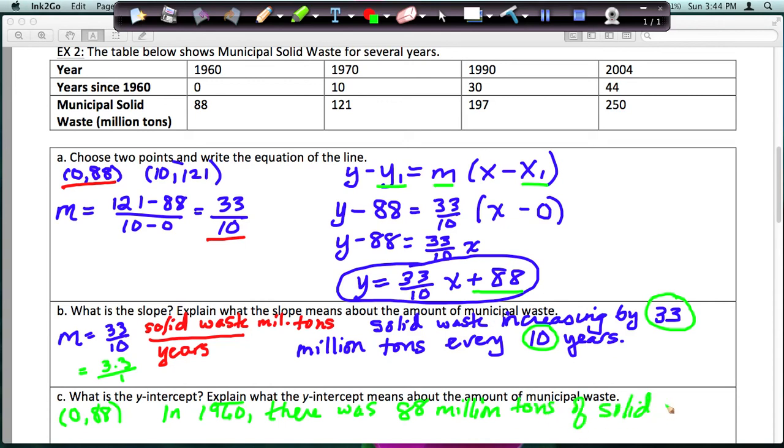So there's not one exact answer that I'm necessarily looking for. You just need to make sure you can explain what this point is representing. So you could say at the starting year of 1960, there was 88 million tons of solid waste. There's many different ways to explain this as long as you get your units correct.